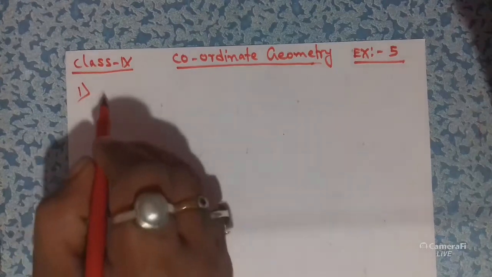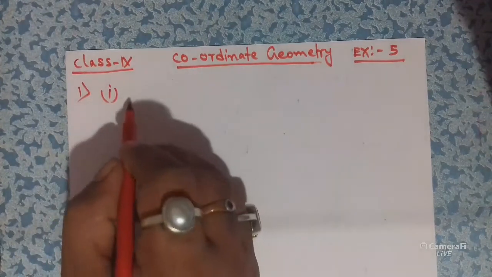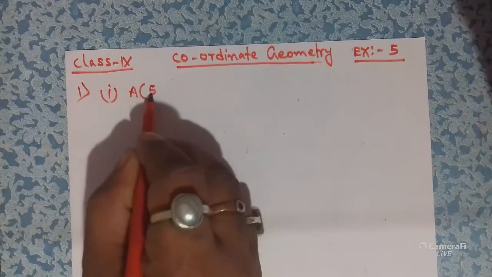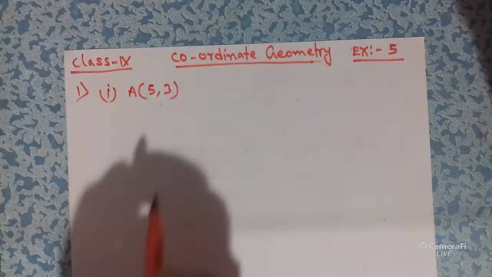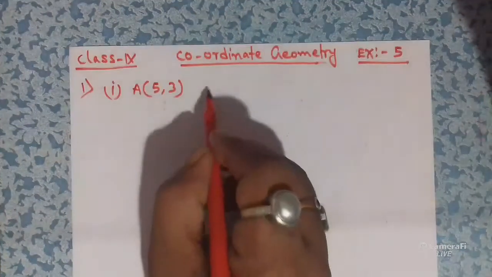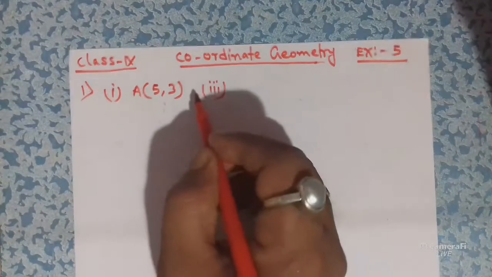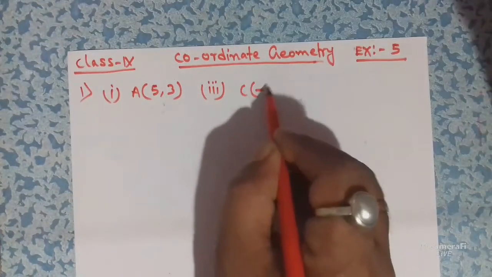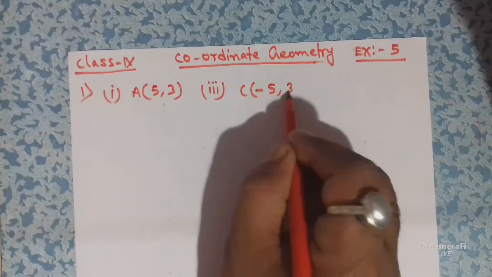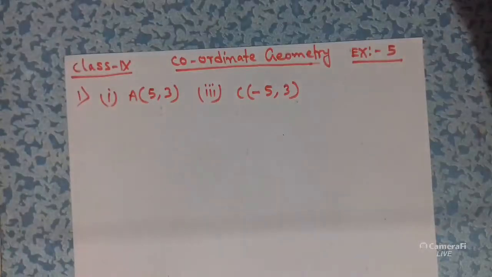So I am going to show. First one is A (5, 3) and another one is C (-5, 3). Okay.